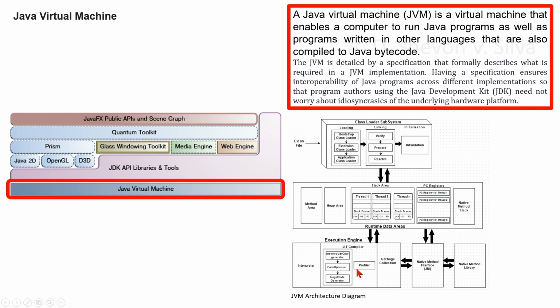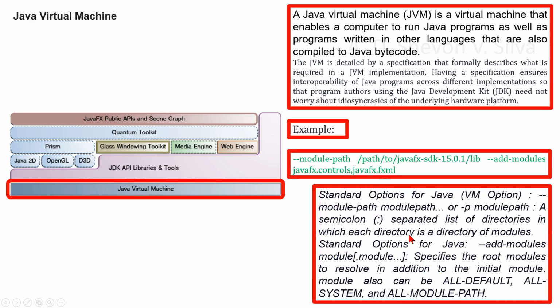Interpreter, JIT compiler, and garbage collector are in the execution engine. In the JIT compiler, the intermediate code generator is connected to the code optimizer. Code optimizer is connected to the target code generator, and the profiler is also in the JIT compiler. The execution engine interacts with the native method interface. Native method interface interacts with the native method library.